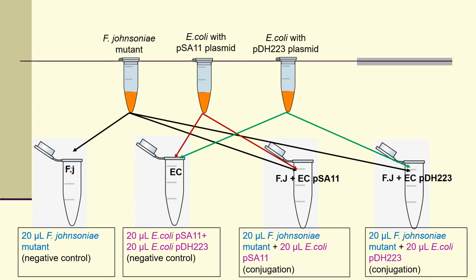Into the tube labeled as FJ plus EC-PSA11, we will add 20 microliters of Flavobacterium johnsoniae mutant and 20 microliters of E. coli PSA11. This is one of our conjugation tubes. Into the tube that is labeled as FJ plus EC-PDH223, we will add 20 microliters of Flavobacterium johnsoniae mutant and 20 microliters of E. coli PDH223. This is our second conjugation tube.